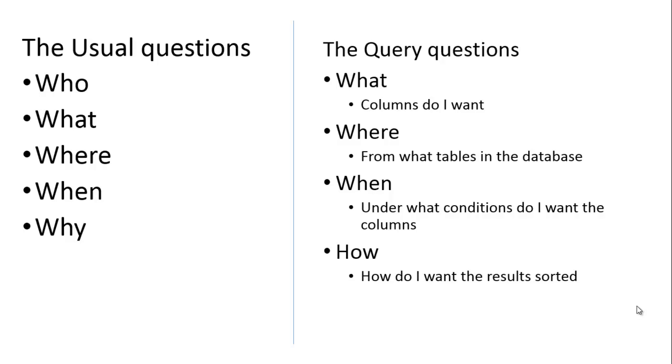When? Under what conditions do I want these columns? I might say, I only want the people whose last name is M or larger, so above M in the alphabet. So I want the name from the people table when the name is past M in the alphabet.